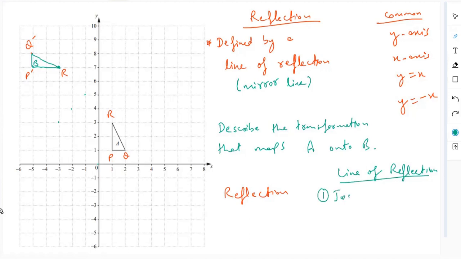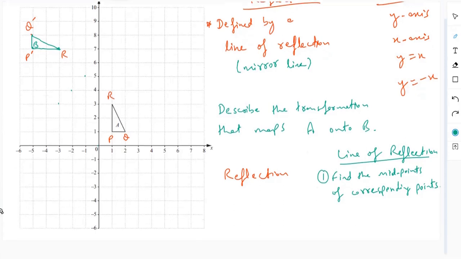You join, or not, you don't have to join actually. Find the midpoints of corresponding points. इसमें उसकी जरूरत नहीं है. परपेंडिकुलर बाइसेक्टर की जरूरत ही नहीं है इसके अंदर. आप कर सकते हो, परपेंडिकुलर बाइसेक्टर कर सकते हो. That's also fine. But it's easier to just use the midpoints. Find the midpoints of corresponding points, and then you just join the midpoints. Just join these midpoints.